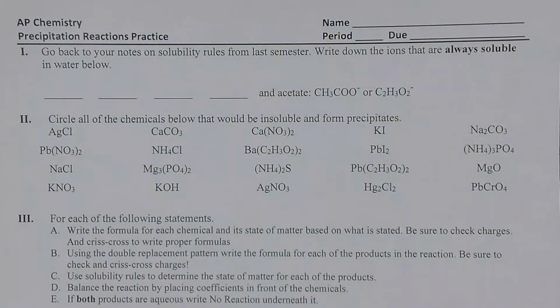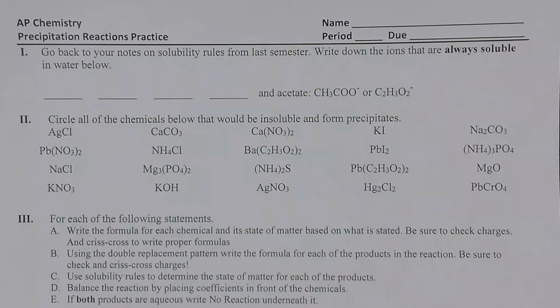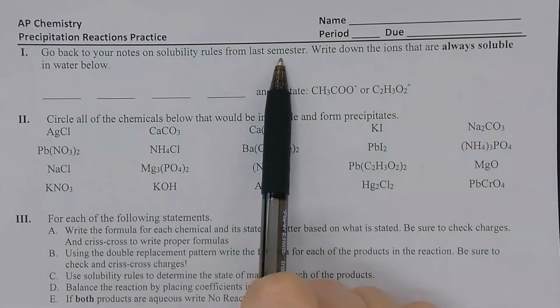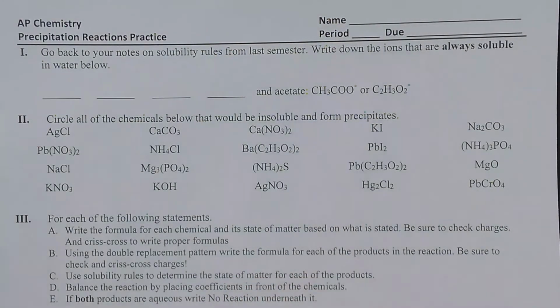All right, we are going to take a look at precipitation reactions and how to write them. So first thing we need to familiarize ourselves and remember is our solubility rules from last semester. So we're going to write down the ions that are always soluble in water. Pause the video, take a minute and see if you can remember them.